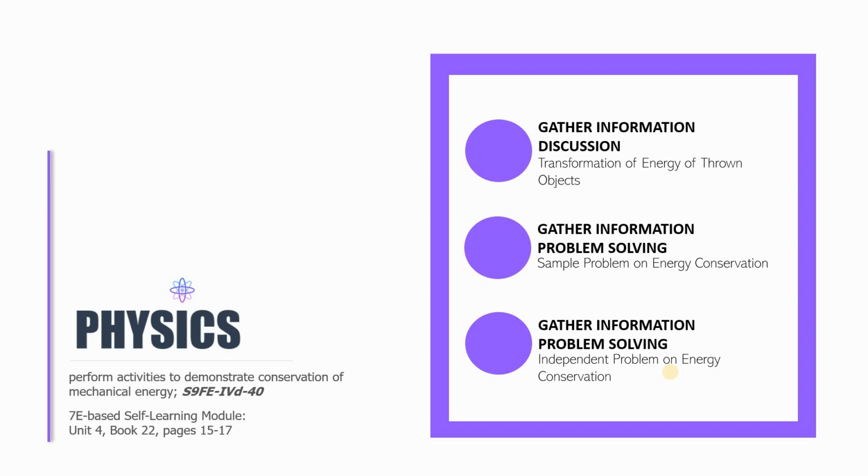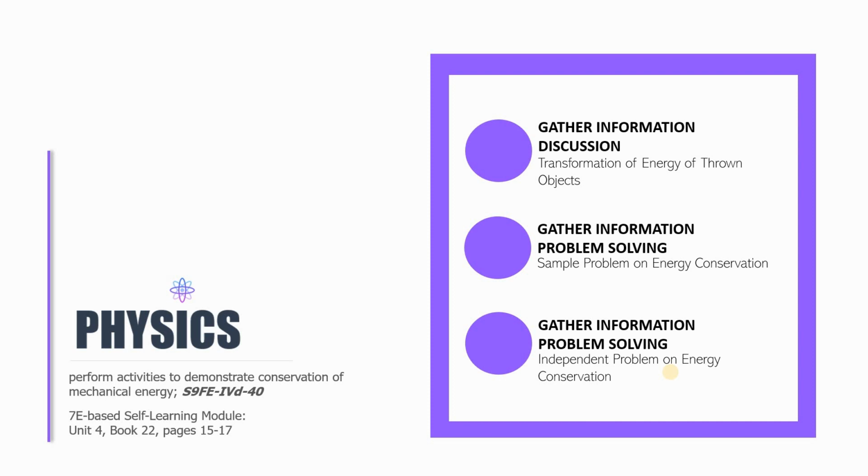The first one, under gather information, is a discussion about the transformation of energy, but this time the transformation of energy that happens among objects that were thrown. It's somewhat similar to our discussions when we were still discussing projectile motion. The second part, still under gather information, is a problem solving discussion. We will be dealing with the sample problem, and later on you're going to be dealing with your own independent problem.